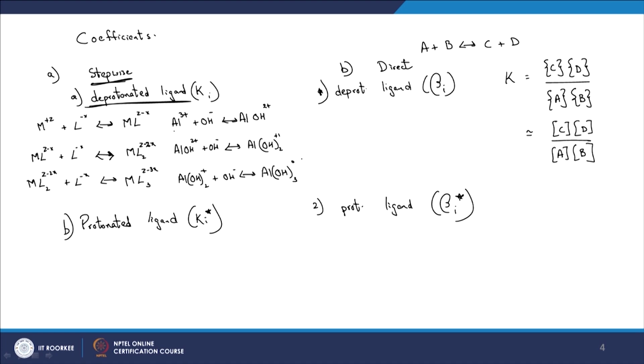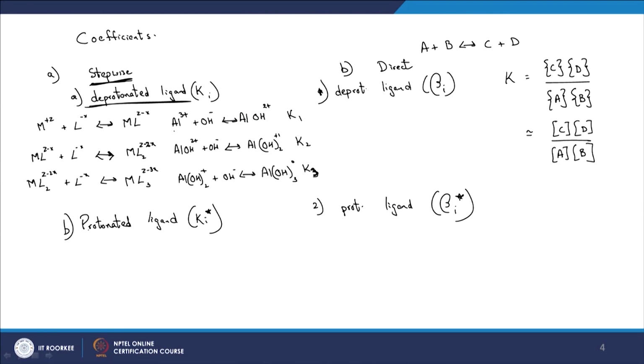So again stepwise, here you will have K1, K2 and K3 coefficients for these steps. Here you have a metal and a ligand. When you talk about equilibrium coefficients in terms of just K, what does it mean? Al3+ reacting with OH minus and going to AlOH 2+, and then stepwise addition one after the other.